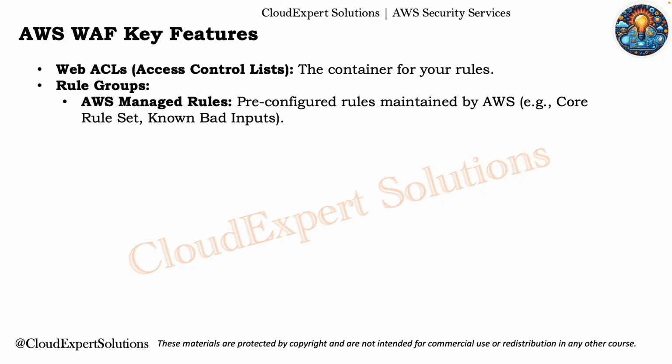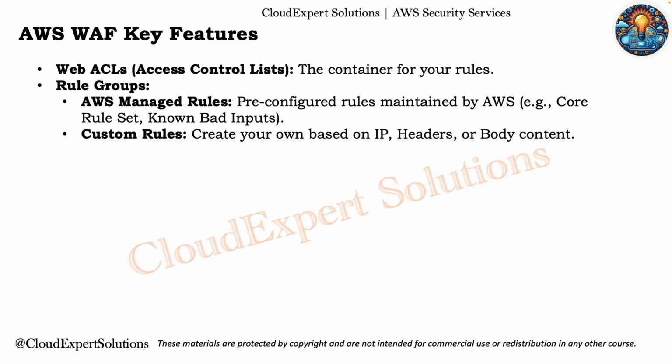One option is AWS Managed Rules, which are pre-configured rule sets maintained by AWS. These rules protect against common threats like SQL injection, cross-site scripting, and known bad inputs, which is ideal for quick and secure setup. You can also create custom rules where you can define your own logic based on the IP address, request header, URL, or even the body of the request. This is useful when your application has specific security requirements.